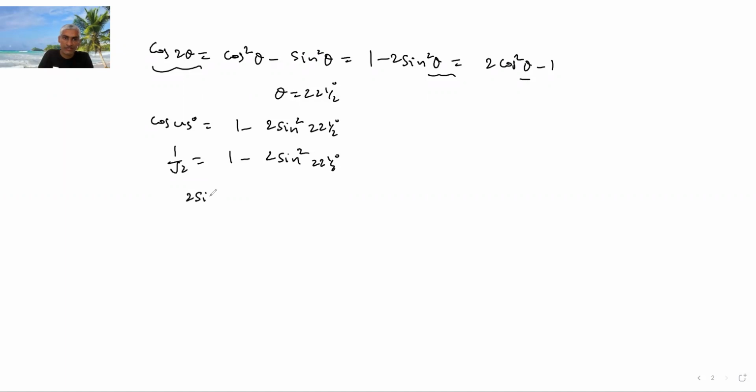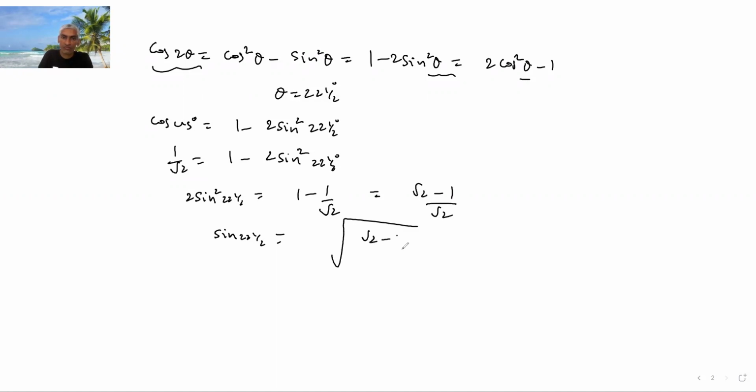So 2 sin square of 22 and a half degrees is equal to 1 minus 1 by root 2. Or am I right? Root 2 minus 1 by root 2. So from this, sin 22 and a half degrees value is the whole root of (root 2 minus 1) by root 2. Similarly, knowing the 30 degrees value, we can find the 15 degrees value.